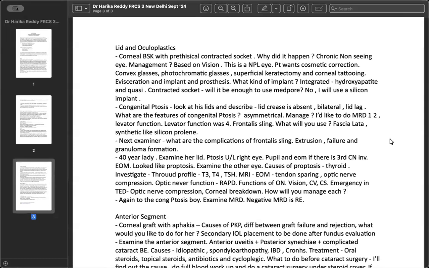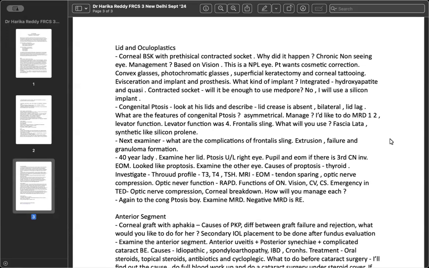So the second one, actually, I had a small boy, around 6 years, I think. There was a ptosis, congenital ptosis in both the lids. So he asked me, okay, look at his lids and describe. What do you see? Basically, his lid crease was absent in both the eyes. It was bilateral and there were lid lags.